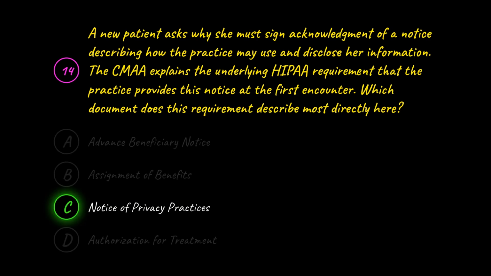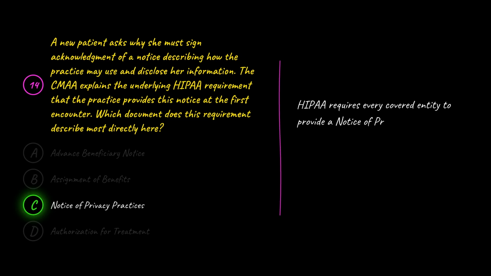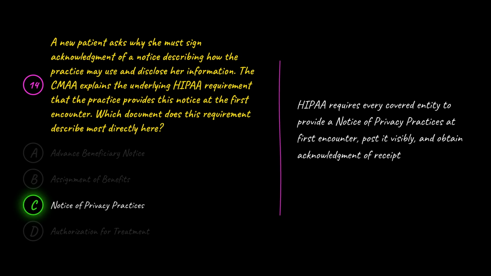The correct answer is C. Notice of Privacy Practices. C is correct because HIPAA requires every covered entity to provide a notice of privacy practices at first encounter, post it visibly, and obtain acknowledgement of receipt, describing uses, disclosures, patient rights, and complaint paths for the patient.